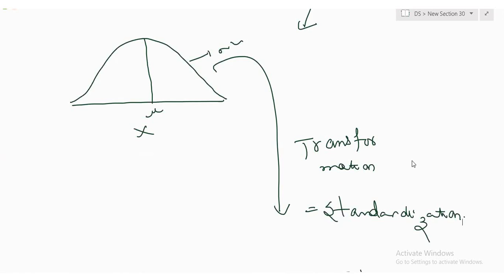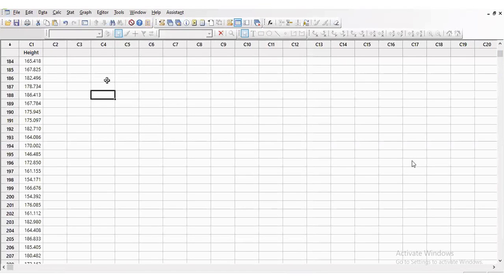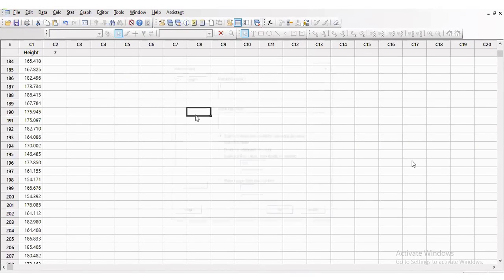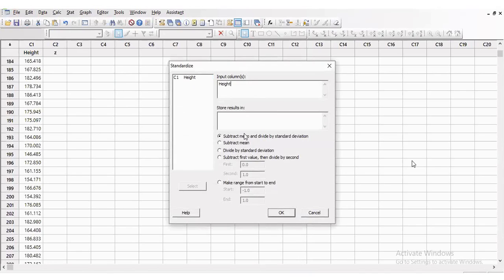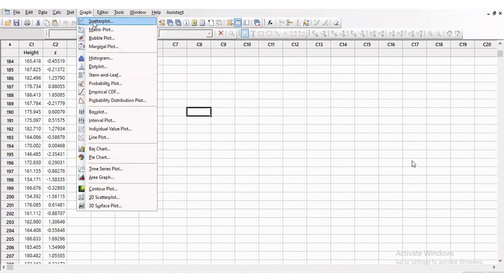Friends, so let's take this height data. For this height data, I can calculate the Z value. Minitab, Excel give a facility to standardize the data. Look at this, standardize the data. I want to standardize height, so subtract the mean and divide by the standard deviation, right? We are going to deal with the rest of the story afterwards. So let us study the graph of these two.